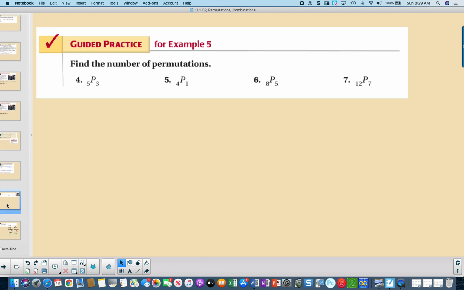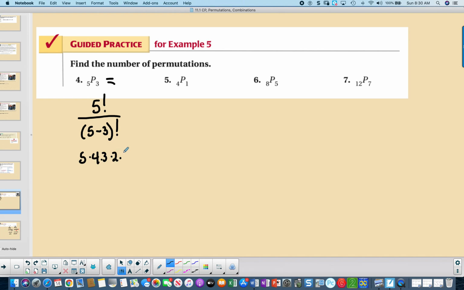Okay, your turn. Actually, it's my turn to do 4A, and so I'm going to do the first one. And remember, the formula is 5 factorial all over, and then you're going to subtract the 2 numbers, 5 minus 2, factorial. And this is going to be 5 times 4 times 3 times 2 times 1. The bottom is 2 factorial, which is 2 times 1. We can reduce, and then we're going to have 20 times 3, which is 60.